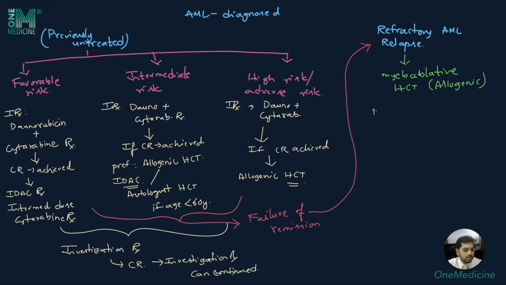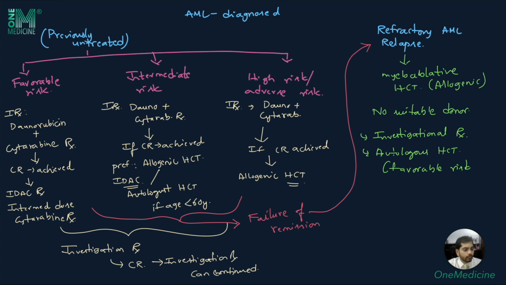In case there is no suitable donor available, the options include investigational therapies, or the patient can also be subjected to an autologous hematopoietic cell transplantation, especially in patients with favorable risk who have had an initial complete remission lasting for more than 12 months.